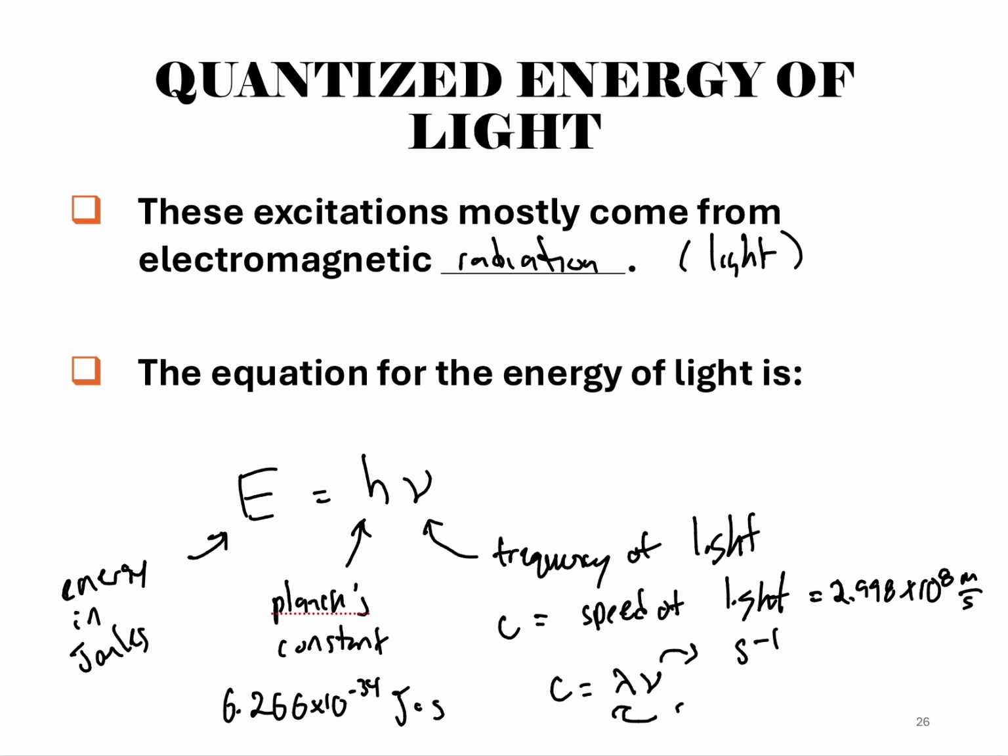Lambda is defined as the wavelength and has units of meters. And so all these things come together to give us the energy of light. And because we have now these quantized orbits of light, we could then observe the structure of atoms by looking at how matter interacts with light.